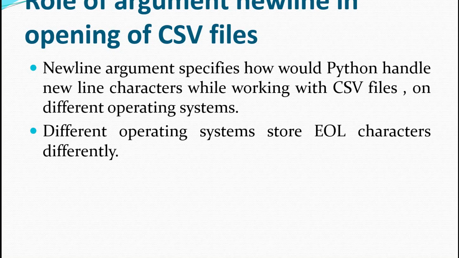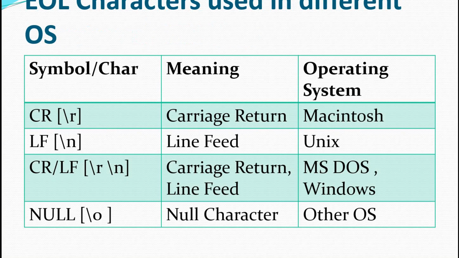Here, the newline character is different in different operating systems. Every operating system understands a different EOL character, meaning end of line character. Like, see this table. We have \r and \n. Here \r means carriage return. This is the newline character in the Macintosh operating system. Similarly, \n is a line feed. Line feed means one line gap, inserting one line between the records. So it works in Unix.